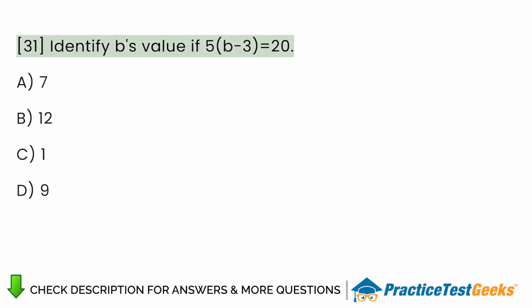Identify B's value if 5 is equal to 20. A, 7. B, 12. C, 1. D, 9.